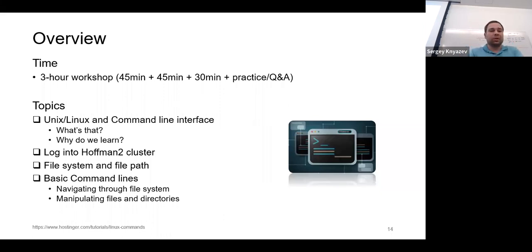Topics. First, we will familiarize ourselves with what Unix, Linux, and command line interfaces are, and why we need them. Then we will try to log in to the Hoffman system and explore its file system, or if you don't have access to Hoffman, you can explore the file system on your local machine, which is kind of the same. We're also going to touch on basic command lines that allow us to navigate through our system and manipulate our files and directories.